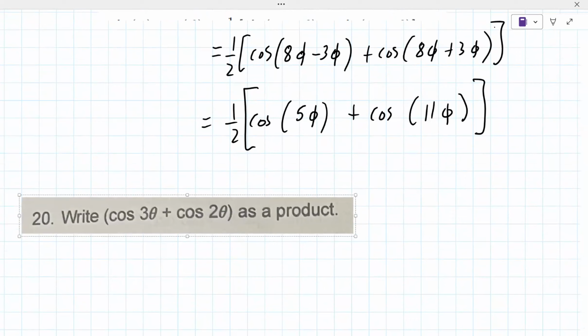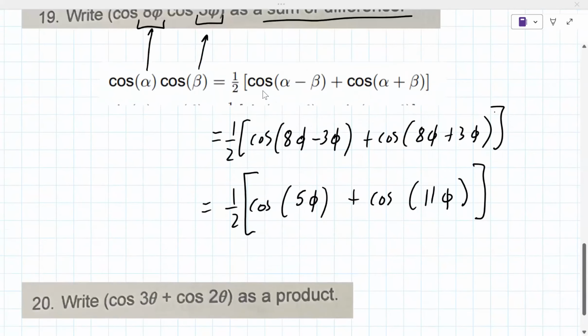All right, so this one is going the other direction. Let me get the formula again here.